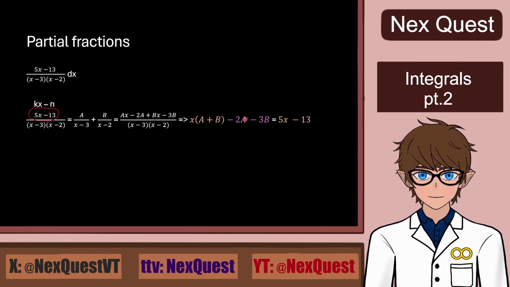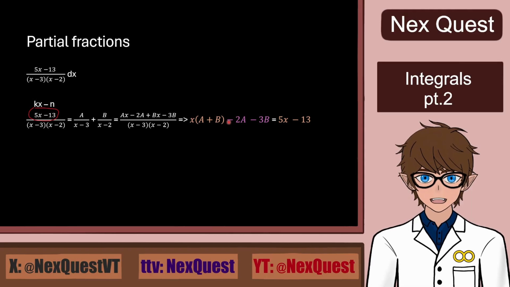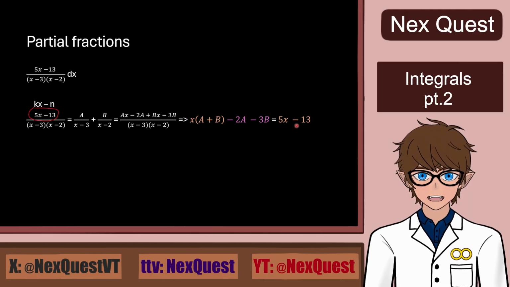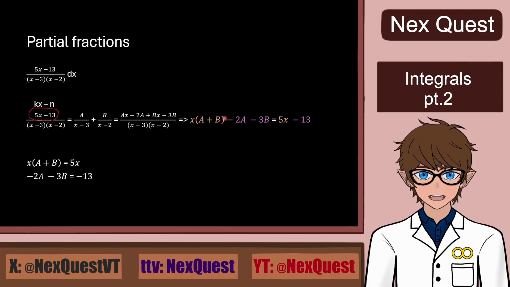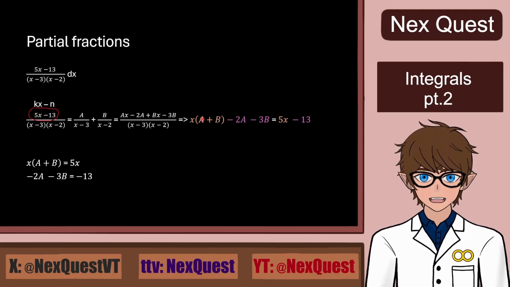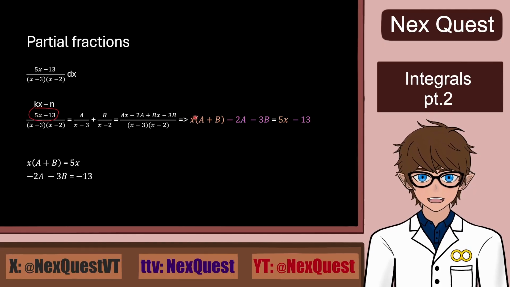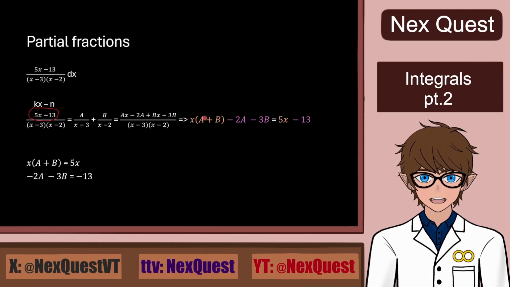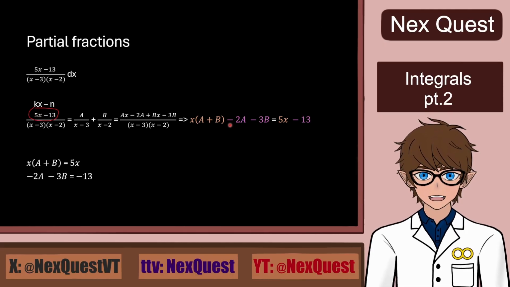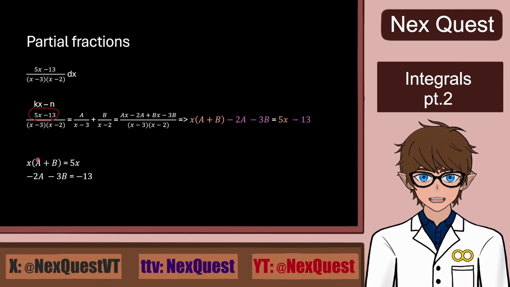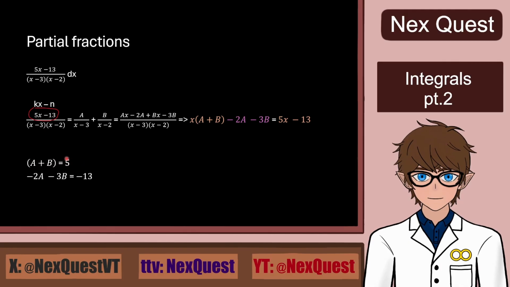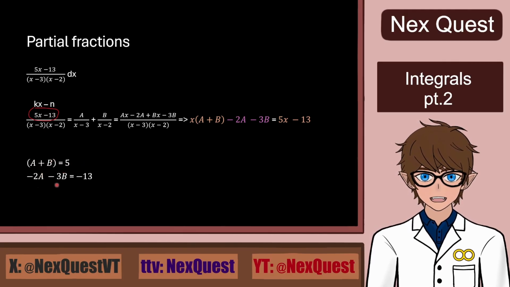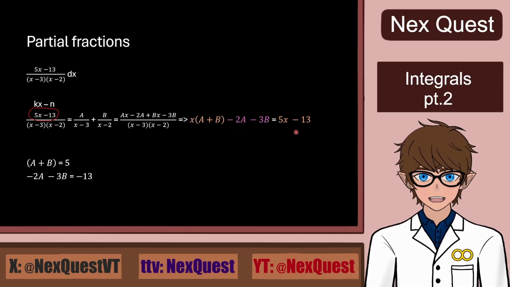Now let's color the terms with the same values, so with the variable and without the variable. I apologize, this one was colored orange instead of purple. Now it's correct. So this allows us to set two equations with two variables, because x technically is a variable, but not in this example, because it's going to get cancelled out, because both of these have one x in them. So using that, we have the first equation, which is x times a plus b equals 5x. So we can cancel the x's out and get a plus b equals 5. And then the second equation, which is minus 2a minus 3b equals minus 13.